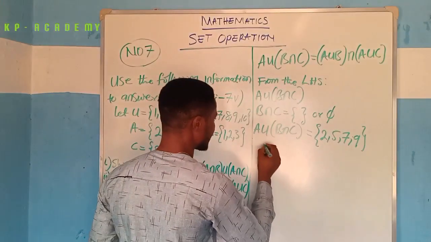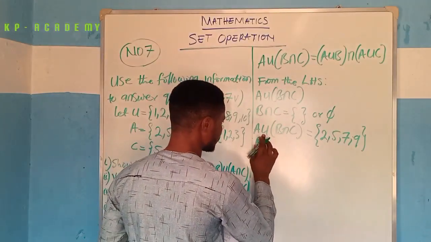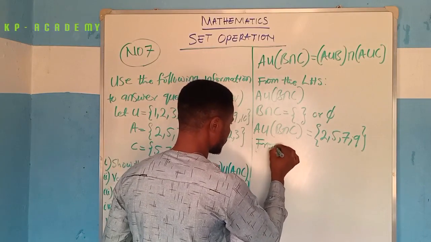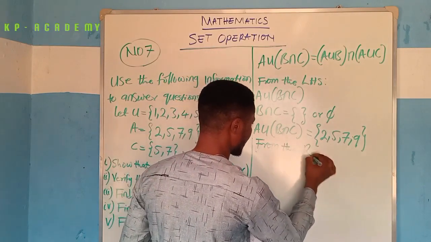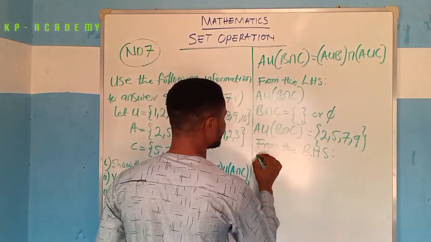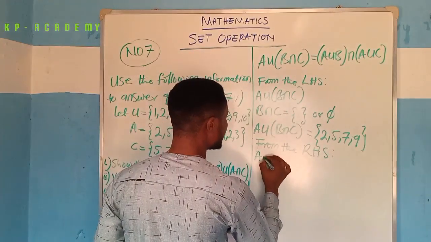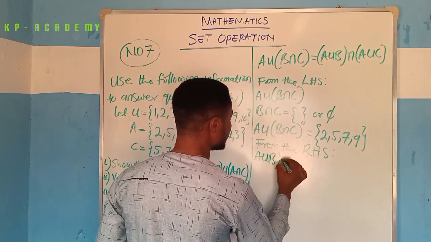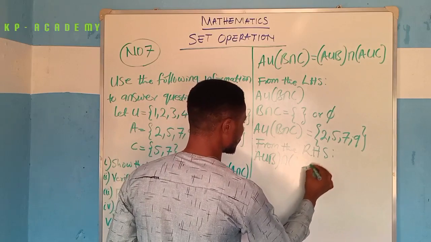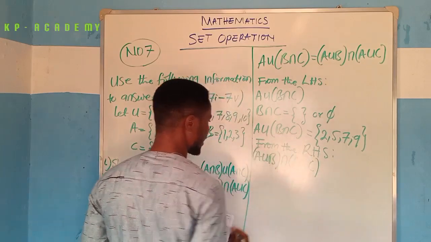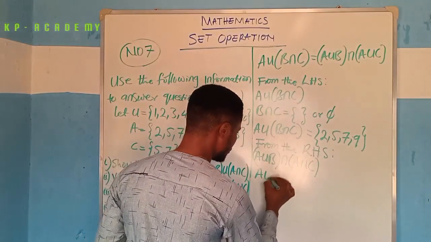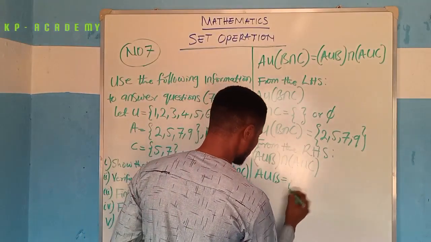Okay, from the right hand side, we actually have A union B intersection A union C. All right, so first let us look for A union B. A union B is what?